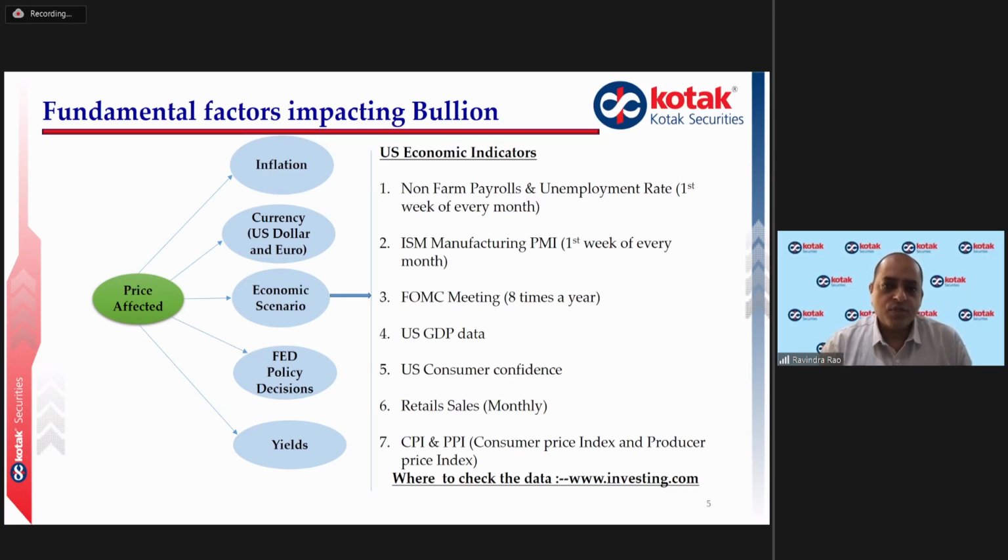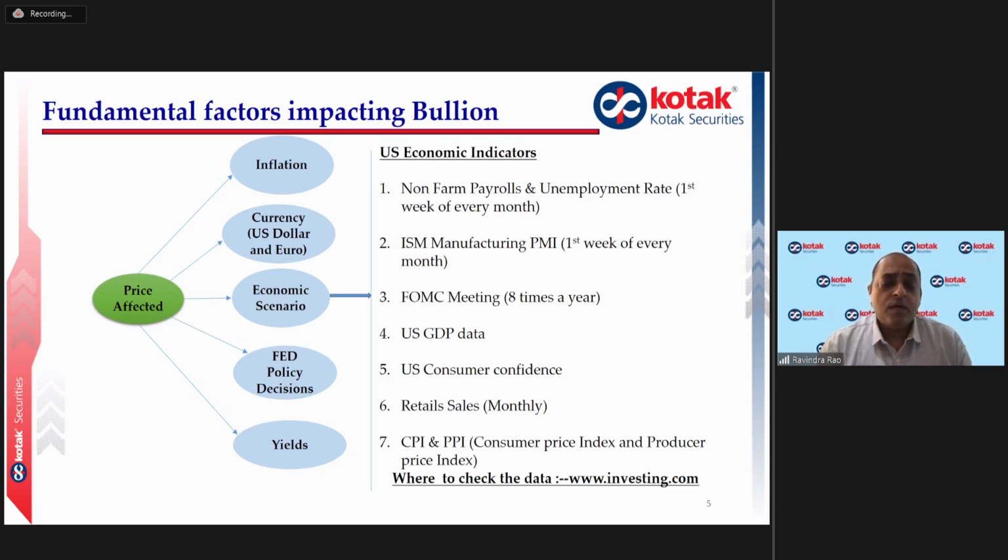Economic scenario, as I mentioned, the different economic indicators one has to look at while trading bullion, like non-farm payrolls data, unemployment data, ISM manufacturing, FOMC meeting, US GDP data, US consumer confidence data. All these economic indicators are released on a monthly, weekly, or quarterly basis. Now these data are very, very important when you trade in commodities, because these have major impacts on the commodity prices.